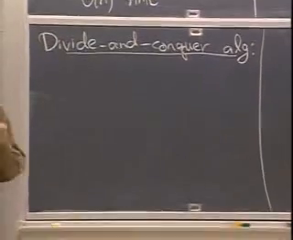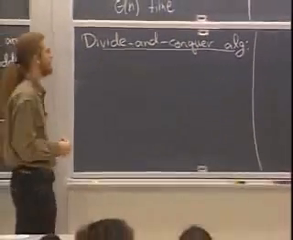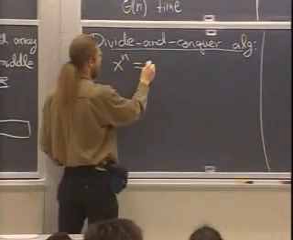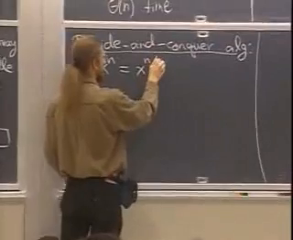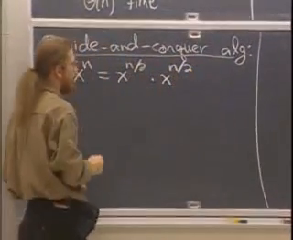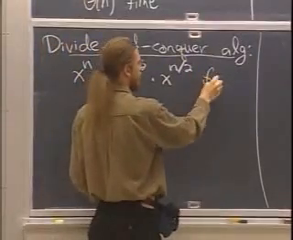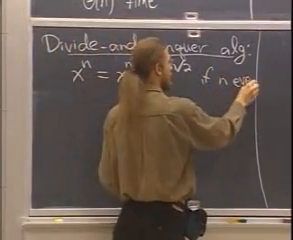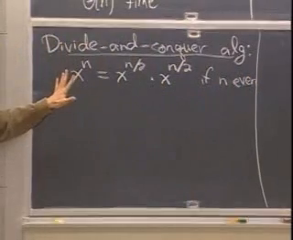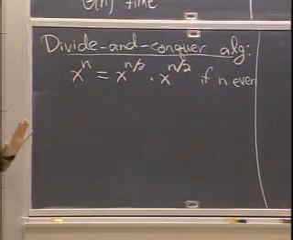This is going to be a little bit tricky. Now we are going to have to pay attention to floors and ceilings. What I would like to say is, well, x to the n is x to the n over 2 times x to the n over 2. And this is true if n is even. If it's odd, then I need to be a little bit more careful. But let's just think about the intuition, why this is a good divide and conquer algorithm.